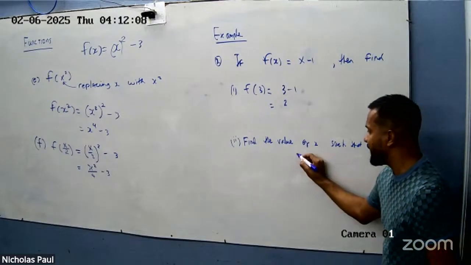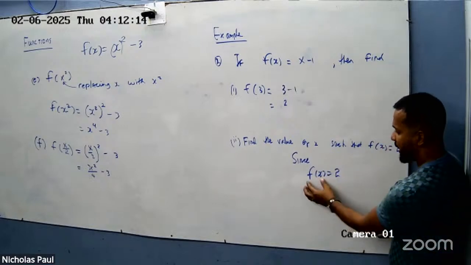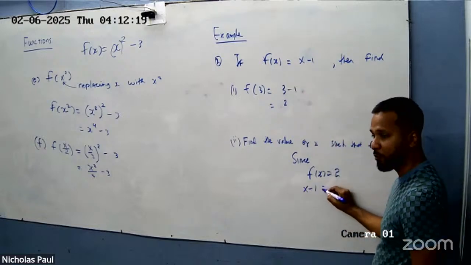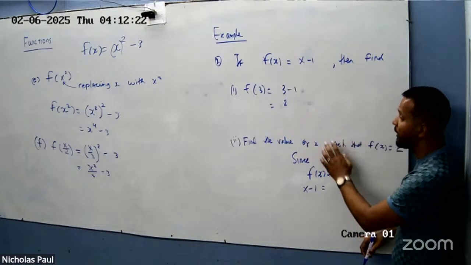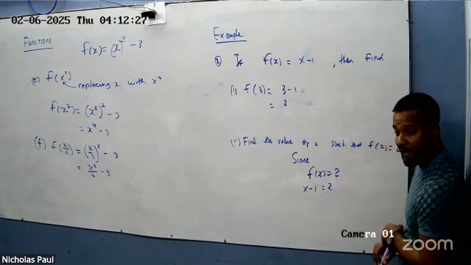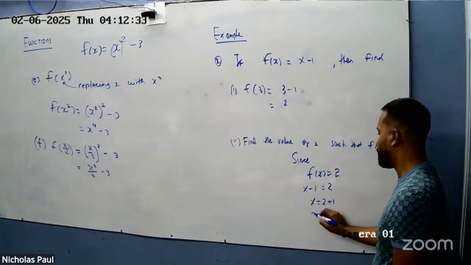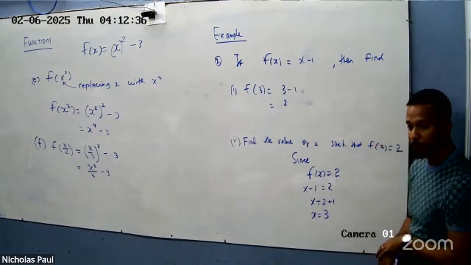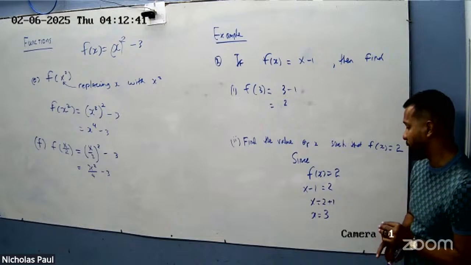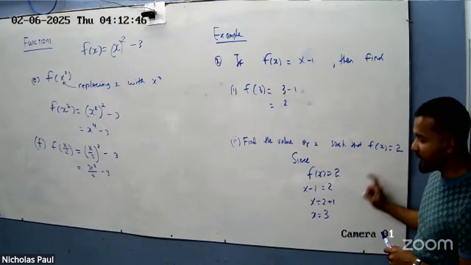So you will start here. Since f of x is equal to 2, f of x is this line here. F of x is x minus 1. So the whole question is saying x minus 1 is equal to 2. And I can solve for x. Carry across minus 1, and what would I get? 2 plus 1, which is 3. Are you okay with that? Everybody seeing that? So if you see a question worded like this, that's what you have to do.